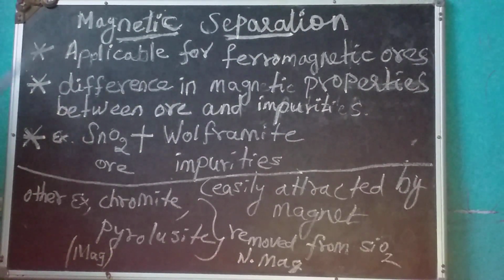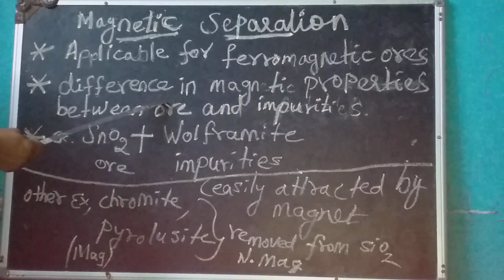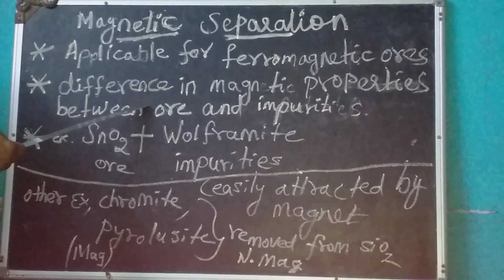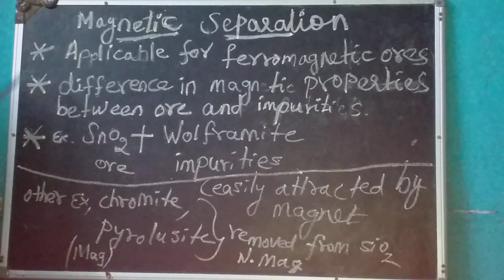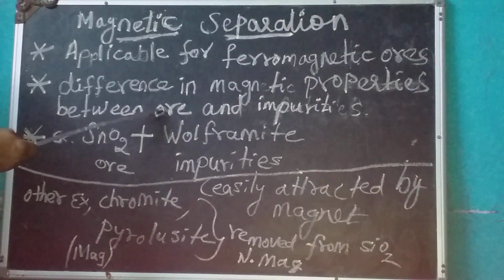Second point, this method involves a condition. That is the principle: a difference in magnetic properties between ore and impurity. We are separating the ore from the impurities, so definitely there will be a difference in their magnetic property.